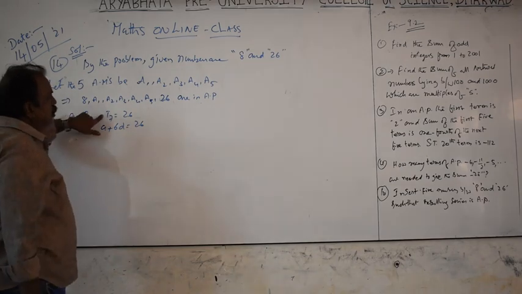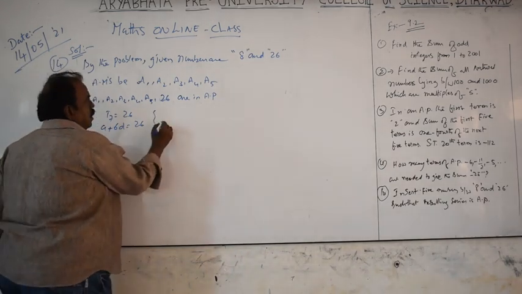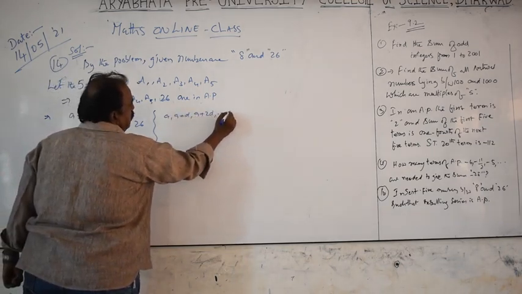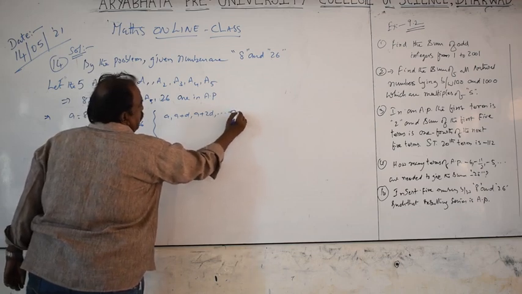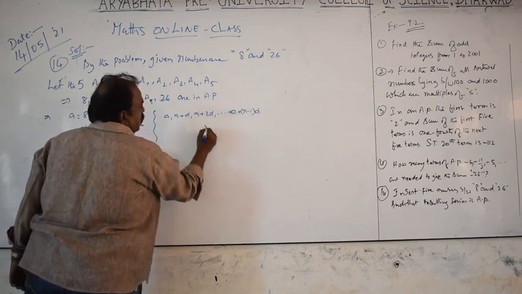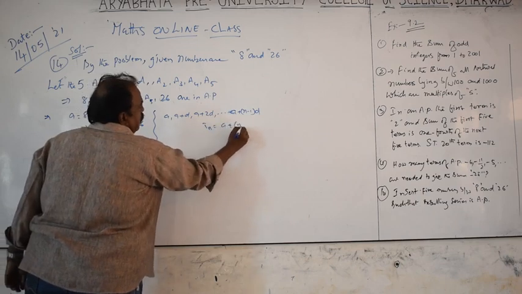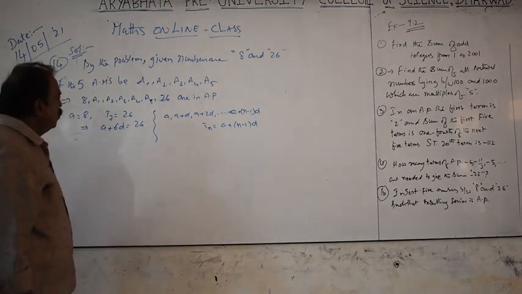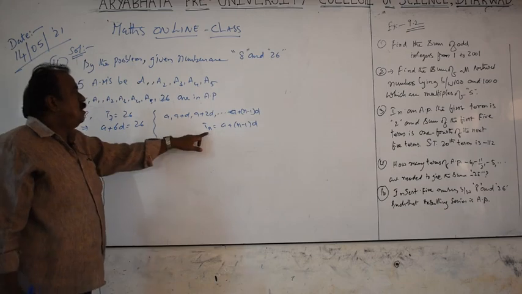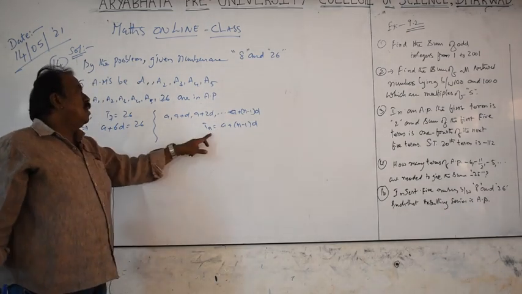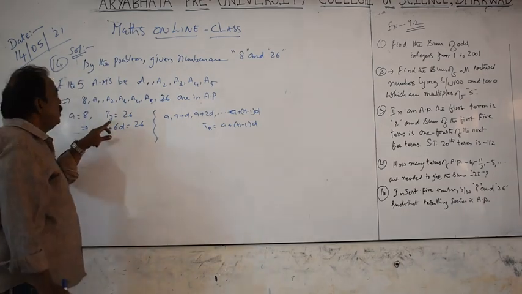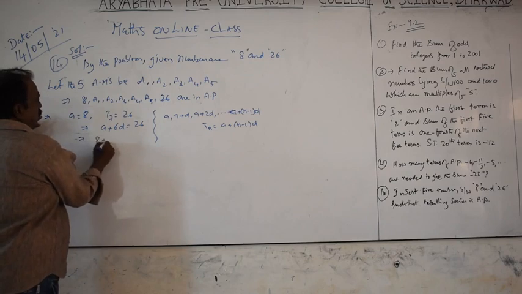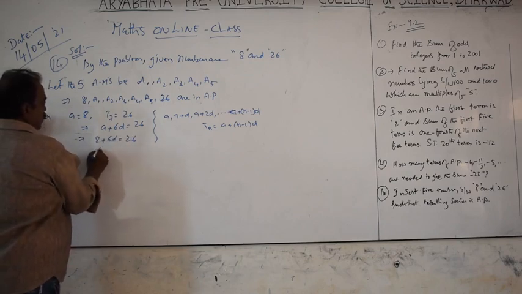A plus 6D is equal to 26. We know that in the AP, A, A plus D, A plus 2D, and so on, Tn means A plus n minus 1 into D. That formula is there, so I am using that one. Suppose T10 means 10 minus 1, 9D. T9 means 9 minus 1, 8D. Similarly, T7 means 7 minus 1 is 6D. Here the first term is 8.